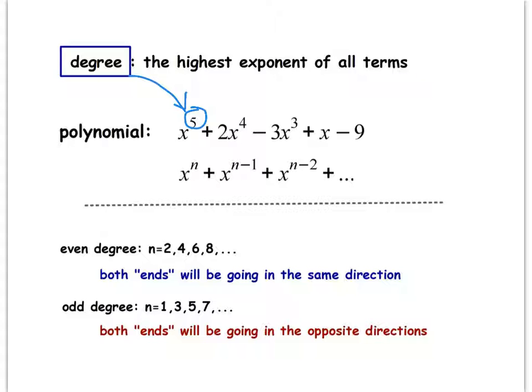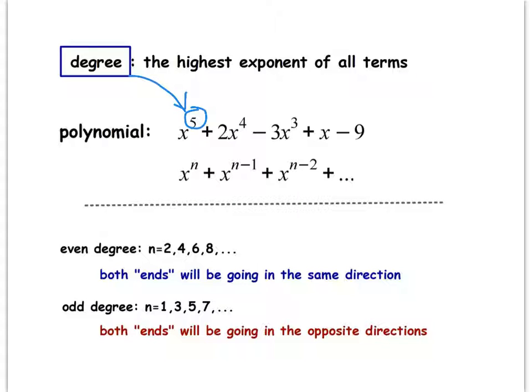You will also see polynomials written with the exponent of n, x to the n power, and then the next term would be x to the n minus 1. So you're going down by 1 each time. This is just a general form that you'll see.